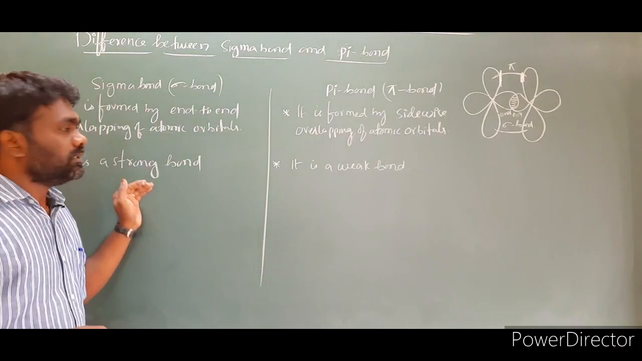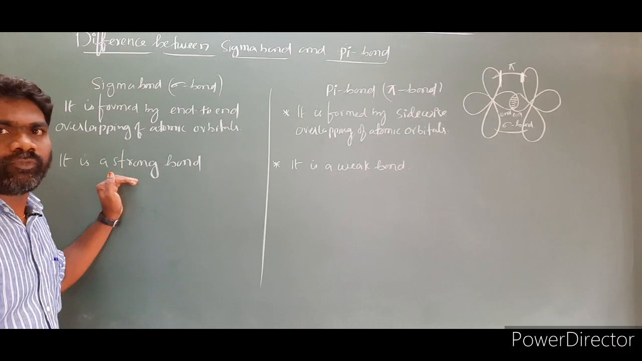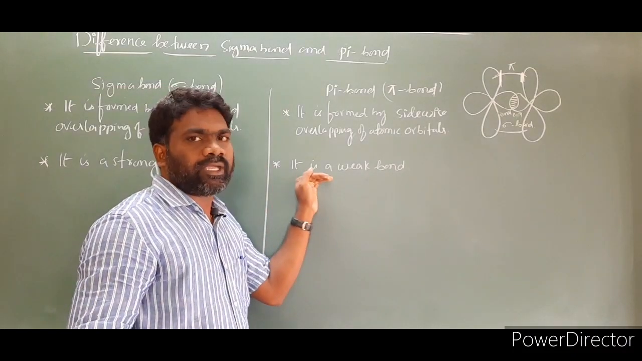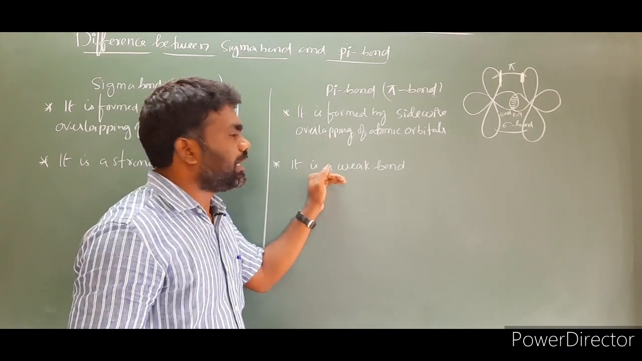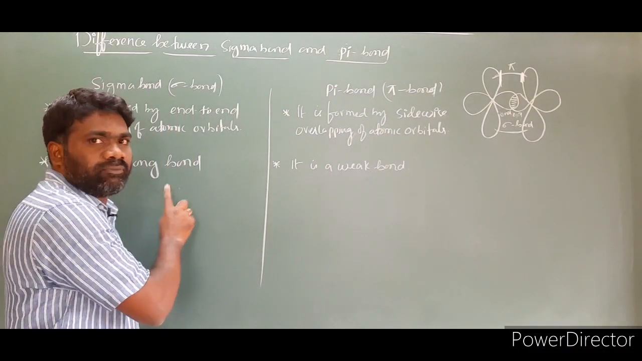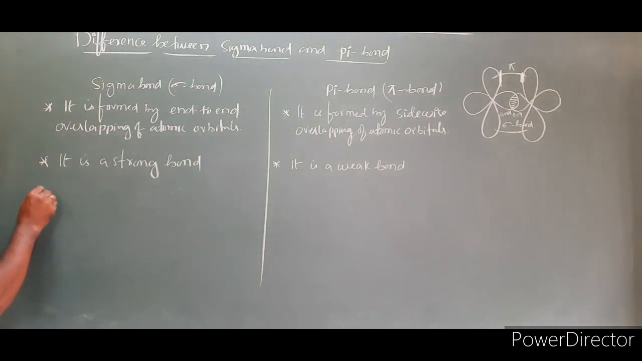What is the reason? The sigma bond is formed by the maximum extent of overlapping. And in the case of the pi bond, the overlapping is not maximum extent. Overlapping is maximum extent here, overlapping is not maximum extent here. This is one difference. Difference number 3.